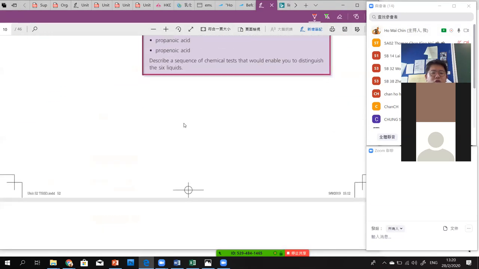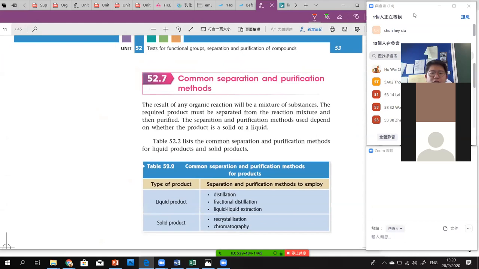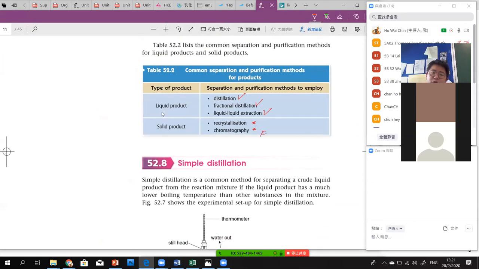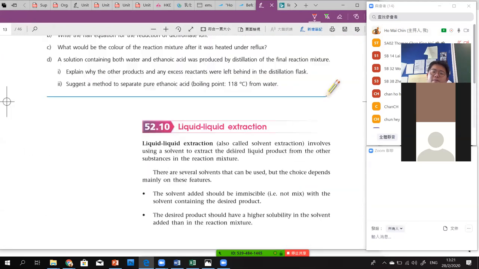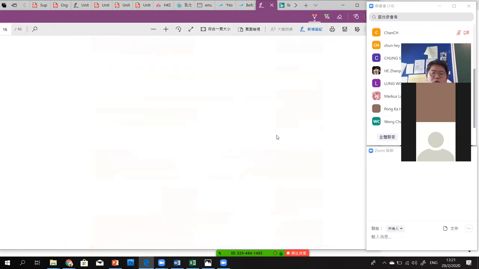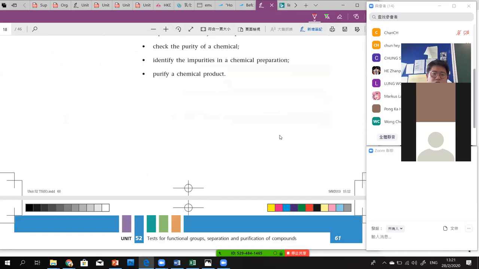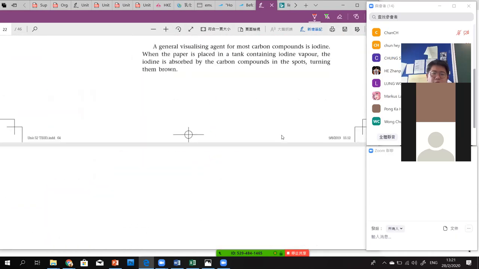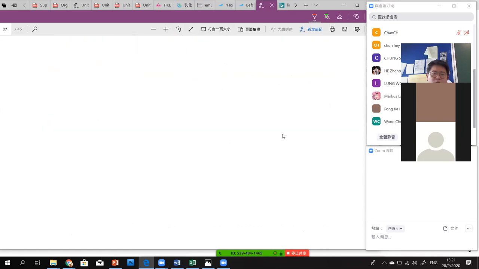For the remaining pages at the back, from 52.7 onwards, you just need to know distillation, fractional distillation, and solvent extraction. While for recrystallization and chromatography, you will learn them later. Especially for chromatography, you will learn it in Form 6 during the summer lessons. So you'll get to know some of the important points about it. Okay, questions? If not, we will go to the exercise. This part, don't worry, we'll continue later. We'll go back here when you get promoted to Form 6.